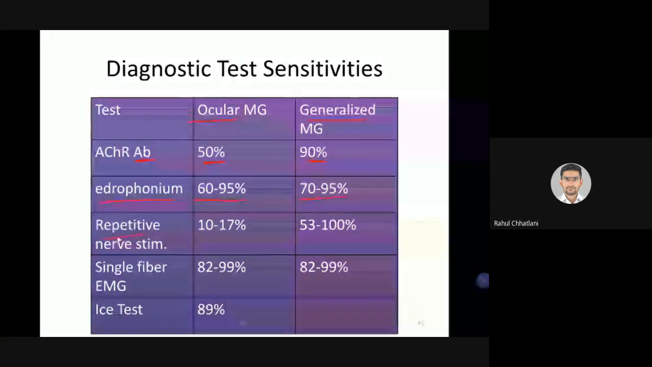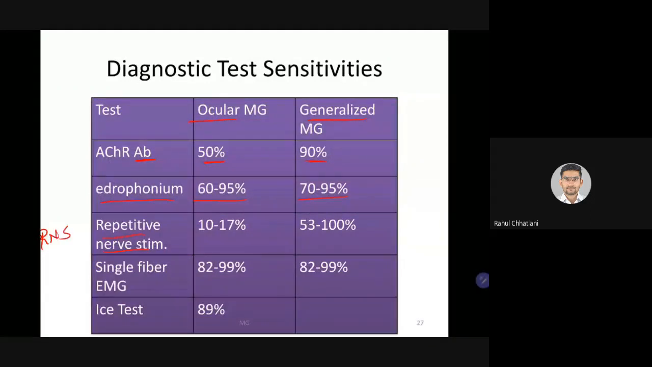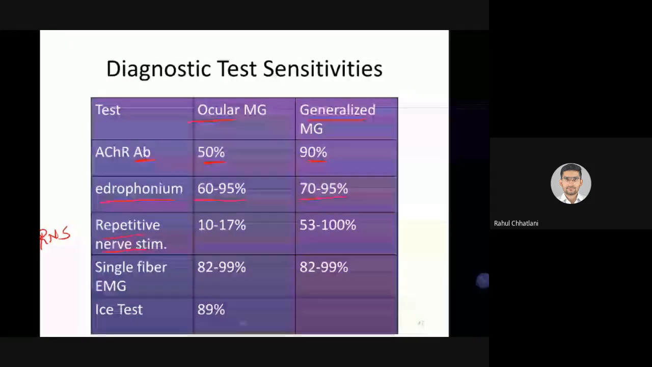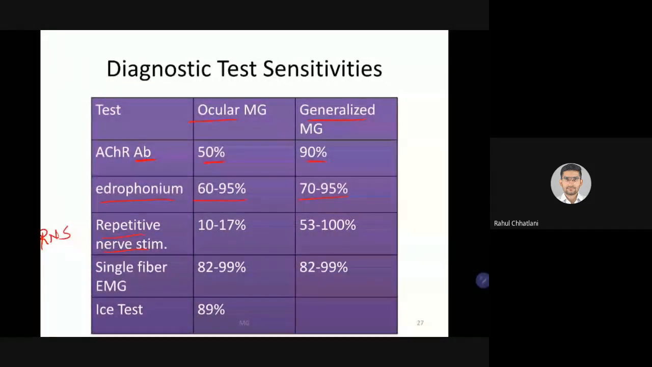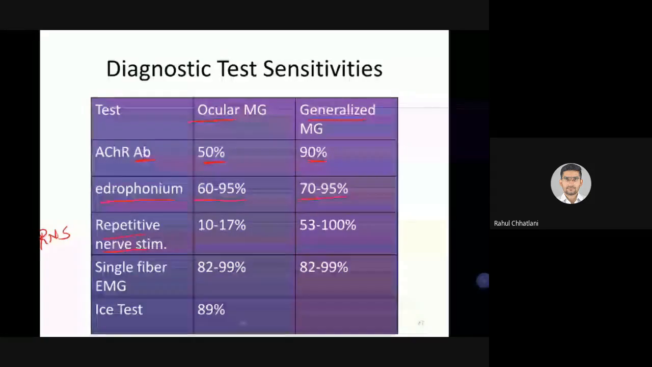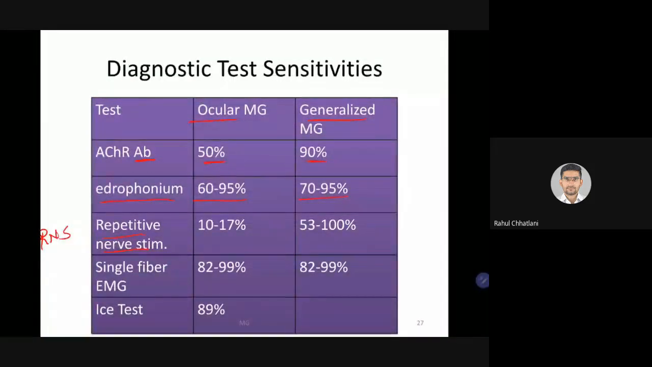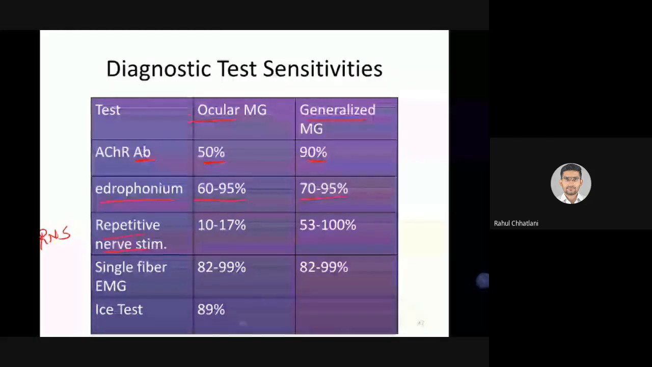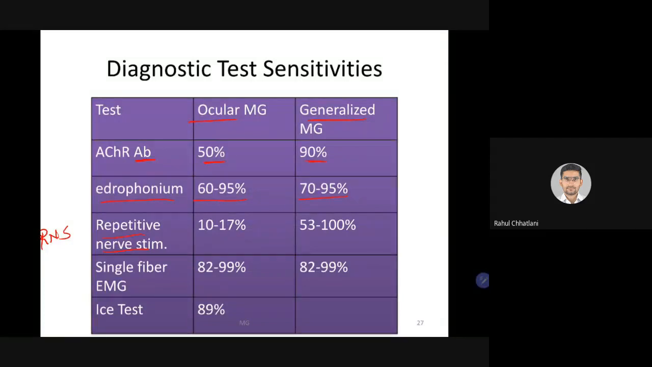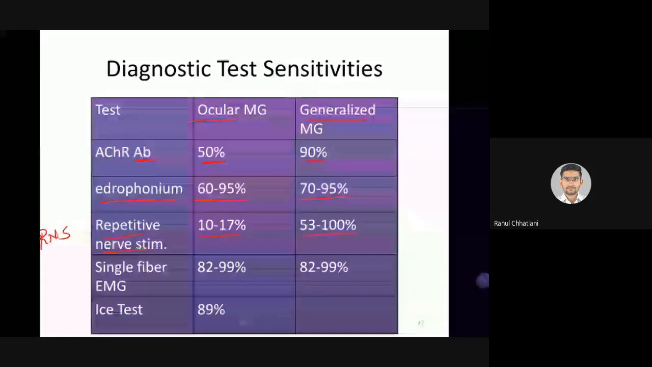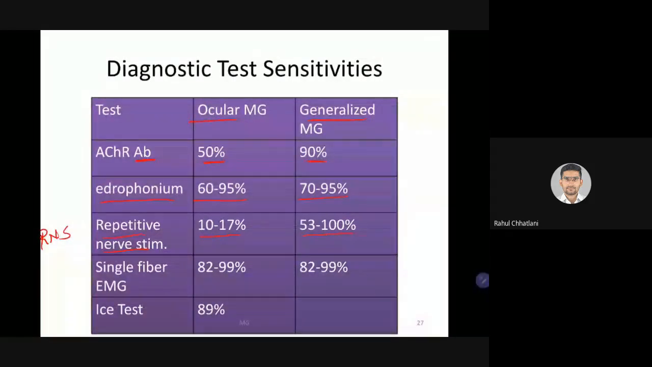Repetitive nerve stimulation, also termed RNS, is where you stimulate one nerve continuously again and again. You try to stimulate the nerve externally, like electrical stimulation, giving current. What will happen? Acetylcholine will be released from the nerves, but there will be no response in the muscle. Why? Because receptors are decreased. So it has a sensitivity of 10 to 17% for ocular and 53 to 100% for generalized. Because in peripheral nerves you will be guaranteed to find out whether this is myasthenia gravis or not.